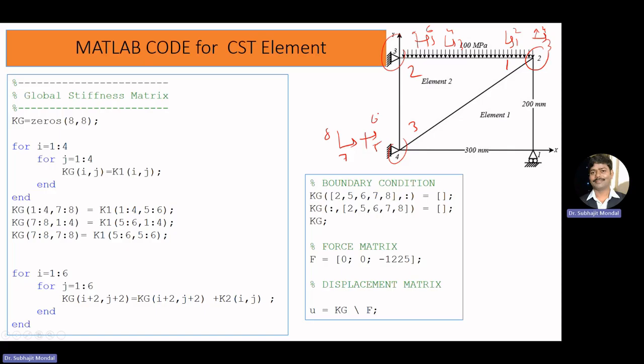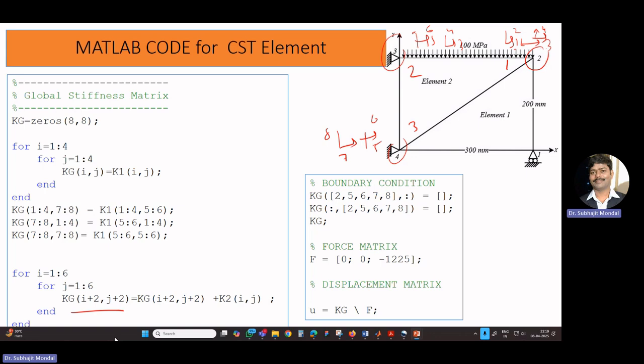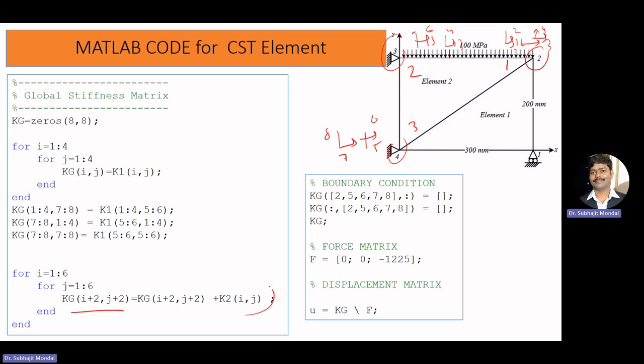Okay. So here you can see there is a gap of 2: 1 to 3, 2 to 4, 3 to 5, 4 to 6, like that. So what we can do here is fill the global K by adding +2 on the row and +2 on the column indices, and we can directly add the stiffness matrix corresponding to element 2 into the global matrix. We can combine the stiffness matrix of element 2 into the global matrix. Okay, now here we have obtained the global matrix.